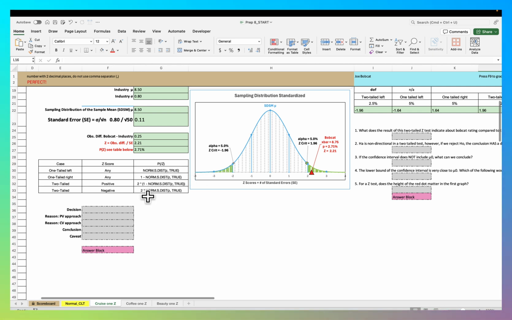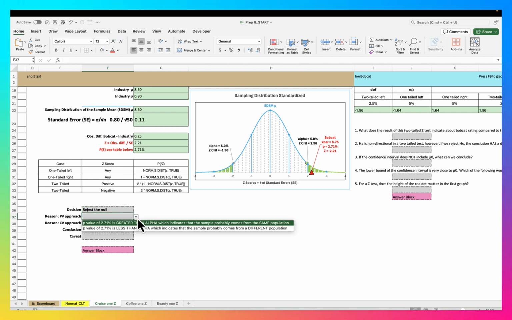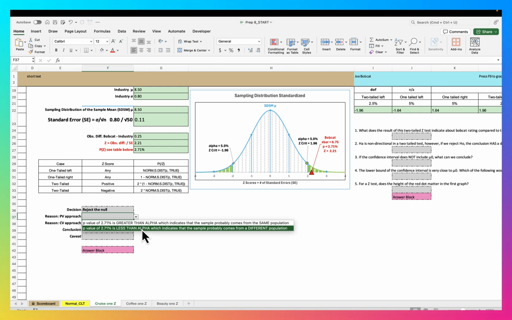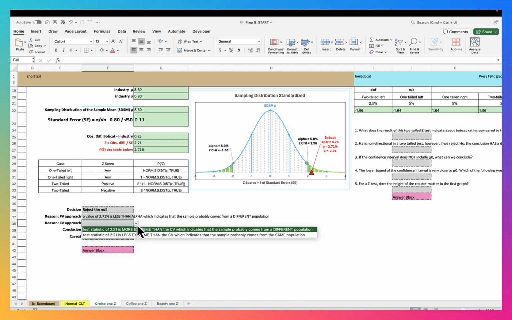Okay, so let's come down to our decision questions. The decision is that we reject the null. In terms of a PV approach, the probability value, or p-value approach, we're going to say that we are less than alpha, right? Because alpha was 5%. So we're less than that at 2.71, which means we come from a different population.